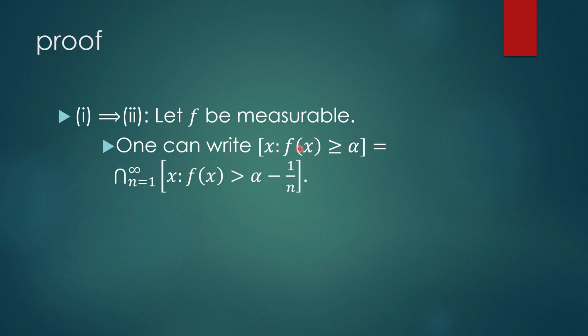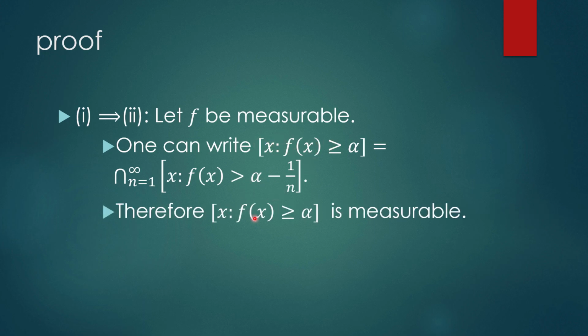Okay, so it is nothing but expressing this set. We don't know the measurability of this set, but if we are able to show that this set can be expressed as a countable intersection of measurable sets, then it is going to be measurable, and this set is exactly equal to the countable intersection of these measurable sets. Why is this measurable? Because of the definition of f. Since f is measurable, this set is measurable. All right, so it is very simple. Therefore, this is measurable.